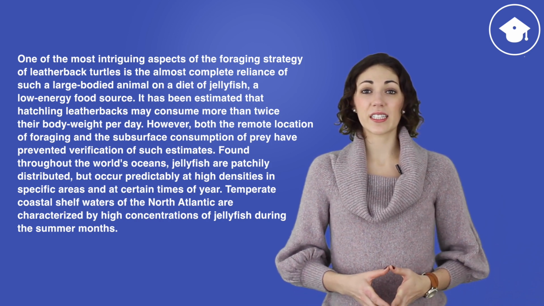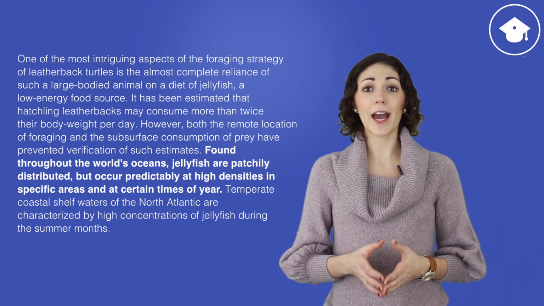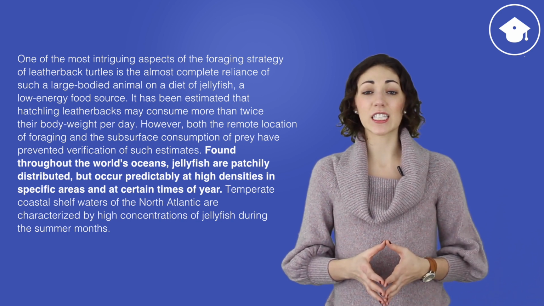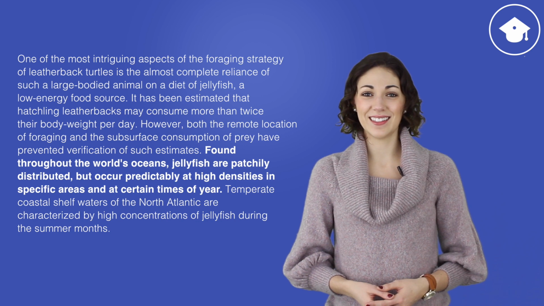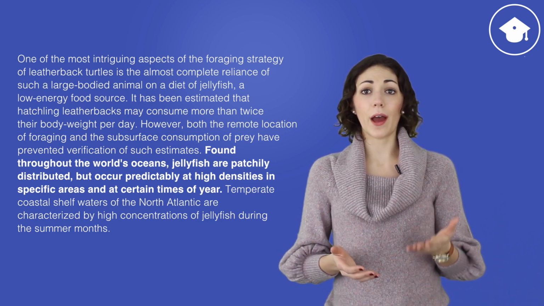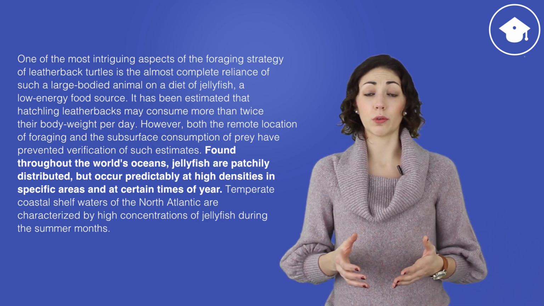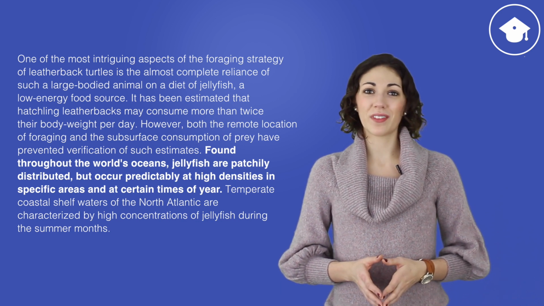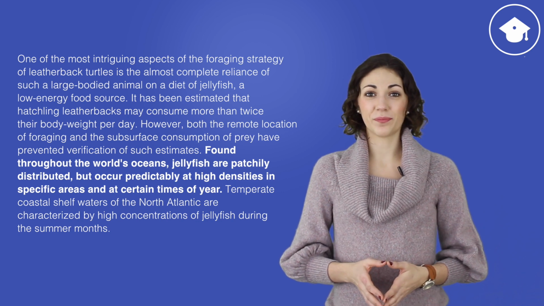Look at this sentence. Found throughout the world's oceans, jellyfish are patchily distributed, but occur predictably at high densities in specific areas and at certain times of the year. The passage says that jellyfish are found throughout the world's oceans, which means the same thing as being found in oceans all over the world. And that's just what we are looking for. So, answer choice A is mentioned in the paragraph.